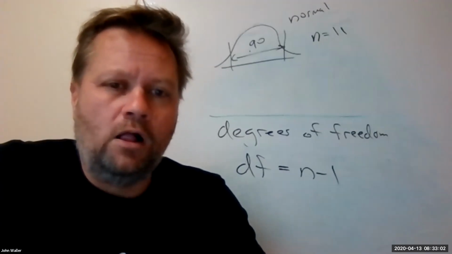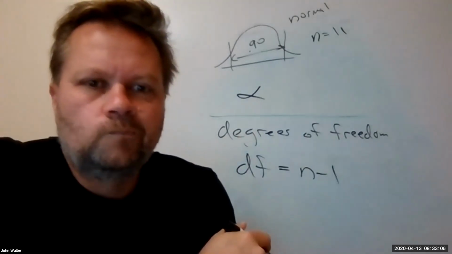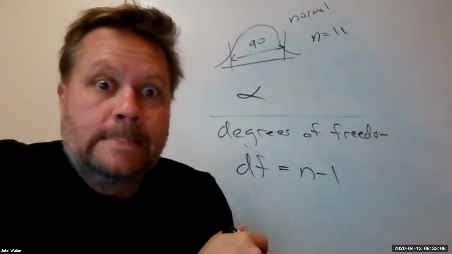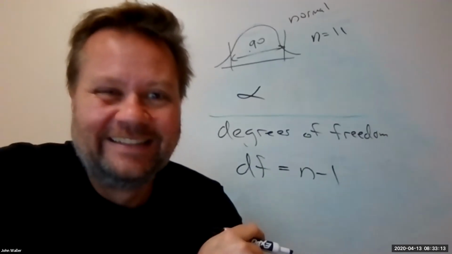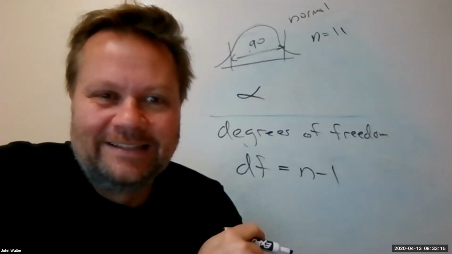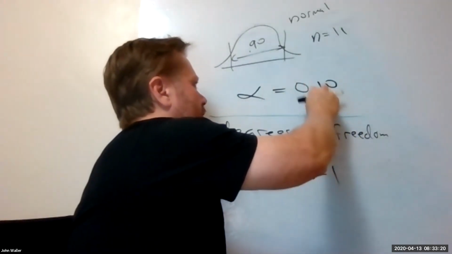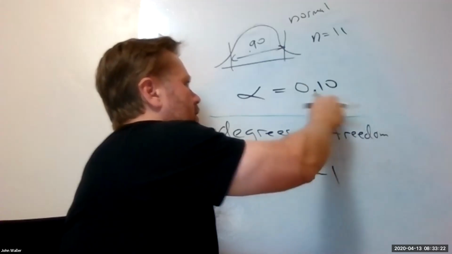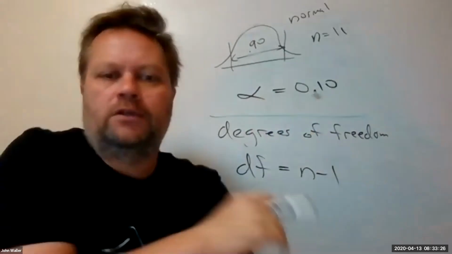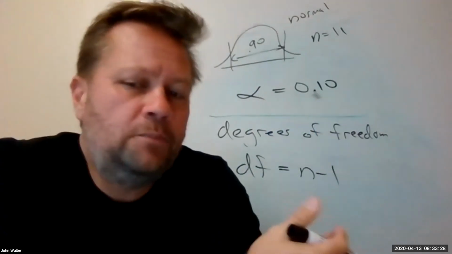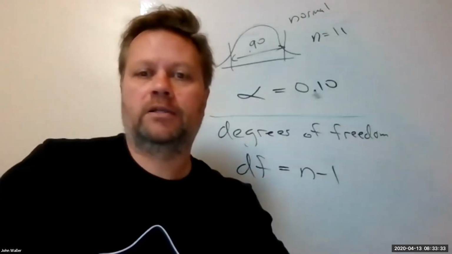Let me make a callback now. Let's see who remembers this. What's alpha? Alpha just means the area in the tail or tails. And a confidence interval always makes 2 tails. So what area is in the tails for this? 10%. So now watch. I'm going to bring back the T-score chart.